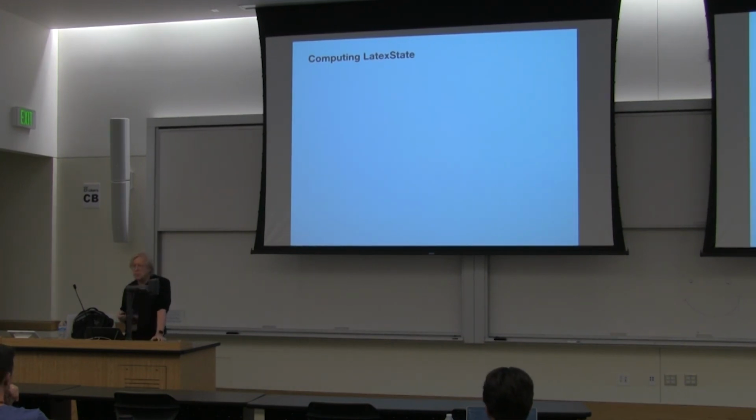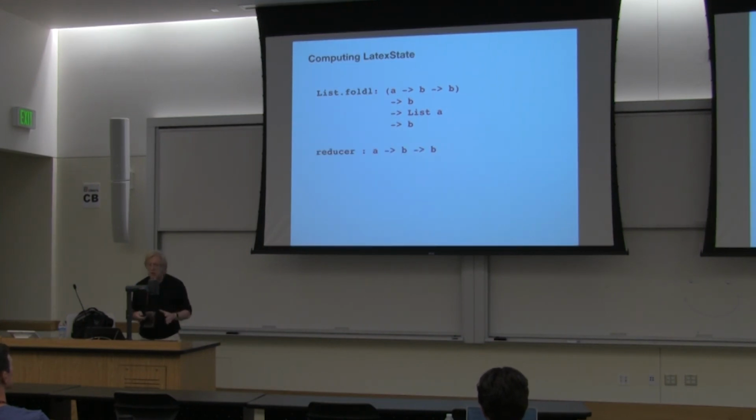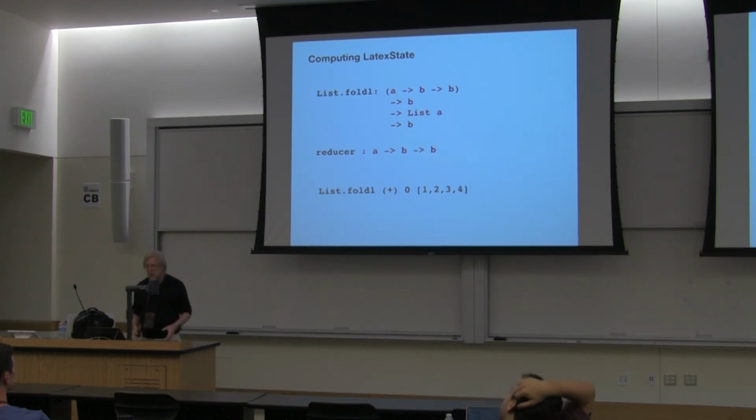So let me say a few words about computing the LaTeX state. This is going to be done using folds, one of our favorite FP constructs. A fold has as its first argument a function which I'd like to call a reducer. It takes an A to a B to a B. A typical application is let's add the numbers in a list using the function plus.